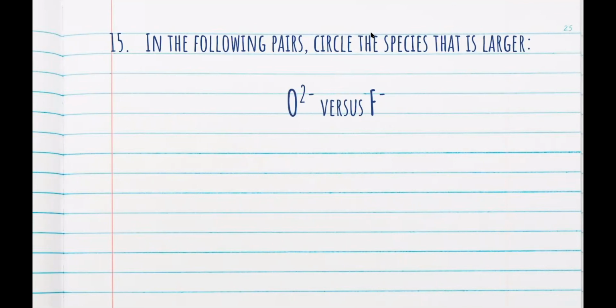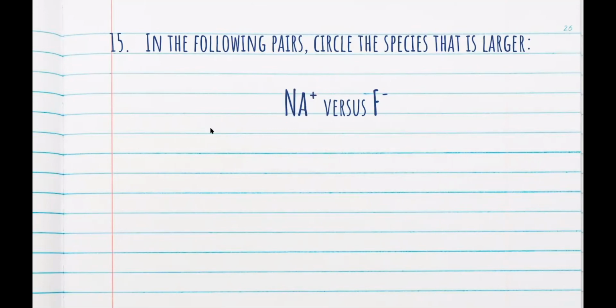For our next problem, we have our oxygen anion and our fluorine anion. Here, oxygen gained 2 electrons, and fluorine gained 1 electron. We can follow the same trend: gained more electrons, so it needs more space to repel. So O2- would be the larger one.